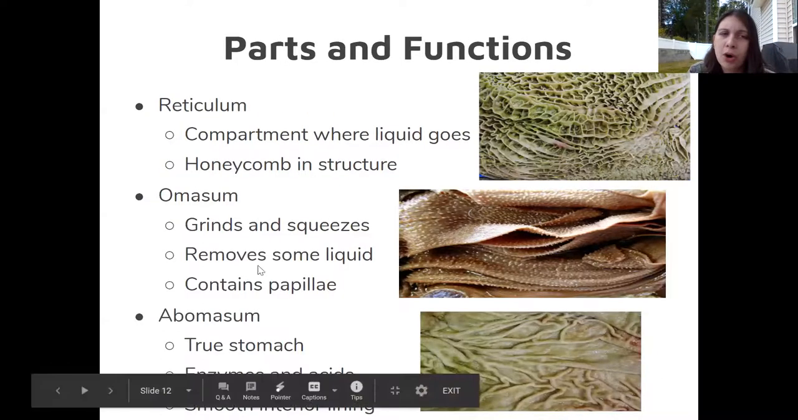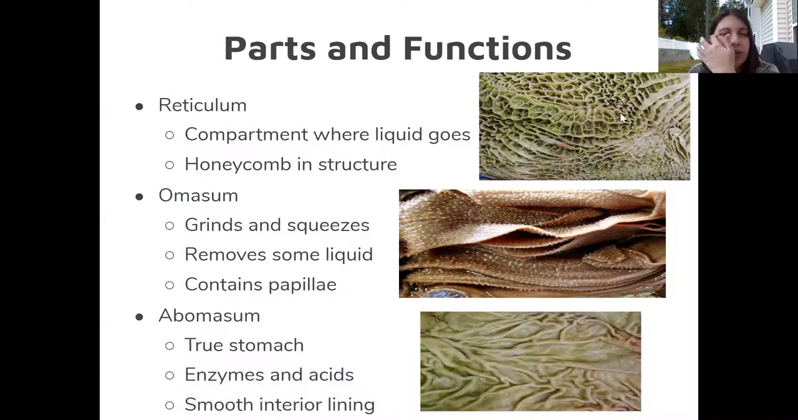So here are the other compartments of the cow's stomach, the reticulum. This is where the liquid ends up going. So when they're a calf and they're drinking milk, the liquid comes here. When they're an adult and they're drinking water, the liquid comes here. The reticulum looks like honeycomb. It's these little bitty square structures.